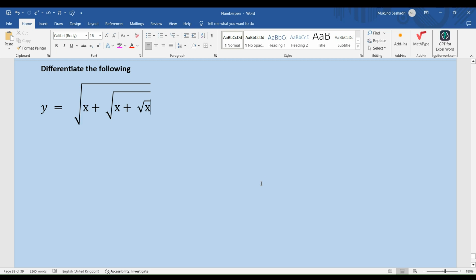So there we have the problem on our screen. Differentiate the following: y equals square root of x plus square root of x plus square root of x. So we have a function which has three square roots, right? So we don't have to really worry about that as long as we make the right substitution.